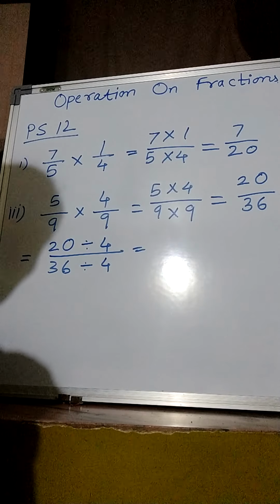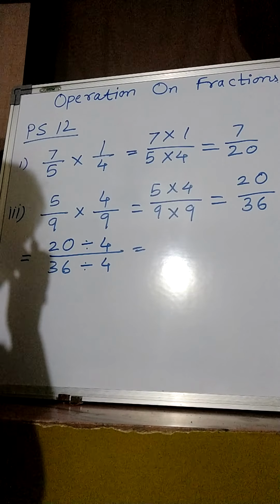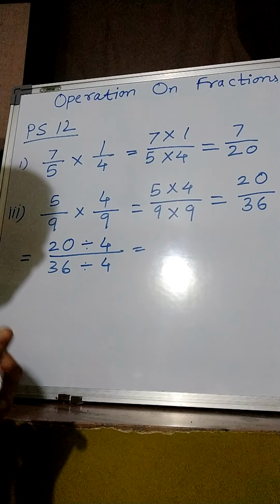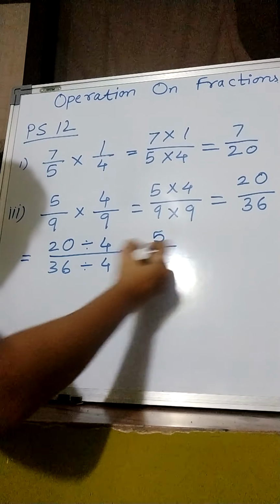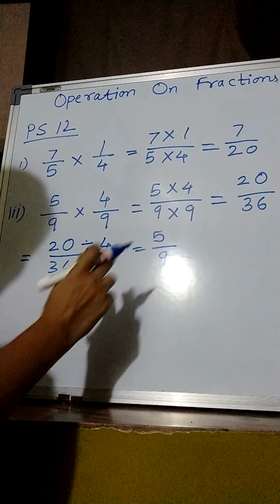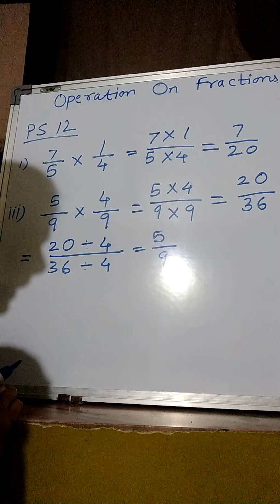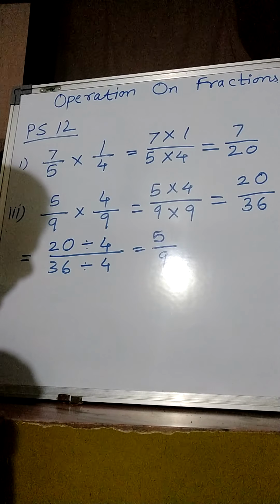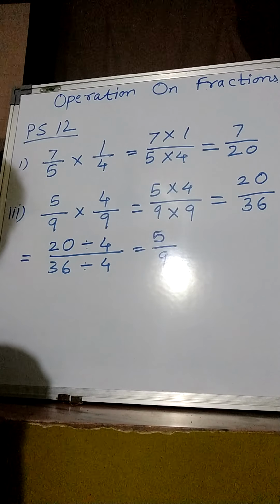Always remember you have to convert the fraction into simple form, right? What is simple form? The two numbers cannot be divisible by any common number. Like 20 divided by 4 is 5, and 36 divided by 4 is 9. Now 5 and 9 cannot be divided by each other. So in this form you have to bring your answer. Understand?